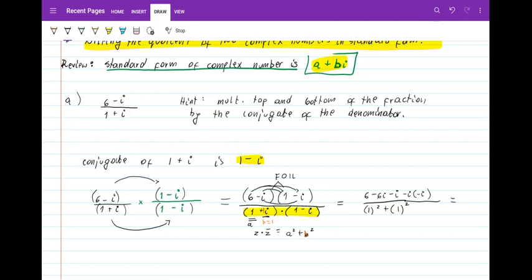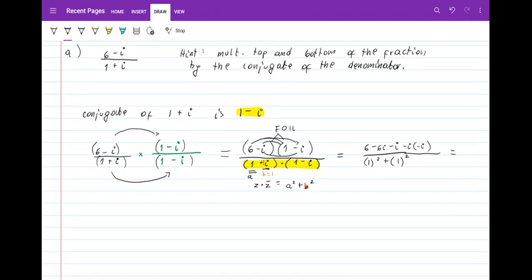And I'm going to start simplifying. So we have 6. Now I'm going to combine like terms. Negative 6i minus 1i will give us negative 7i. And here the product, you have negative i times negative i. So two negatives will give you positive. i times i, it's i squared.